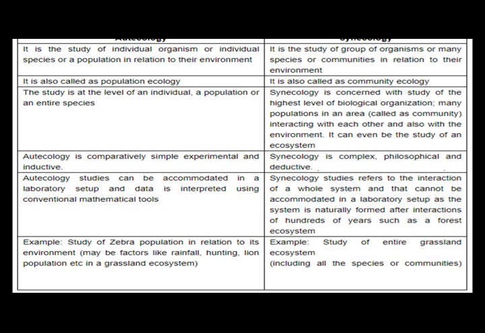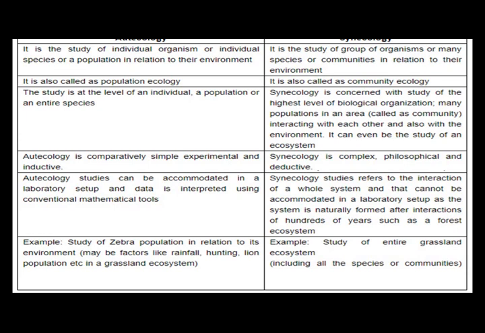Autecology is comparatively simple, experimental, and inductive, while Synecology is complex because it involves many populations and the interaction of them. It is philosophical and deductive. Autecology studies can be accommodated in a laboratory setup, and the data is interpreted using conventional mathematical tools, while Synecology study cannot be set up in a laboratory. It has to be studied in its natural condition. Hence, Synecology studies refer to the interrelationship of a whole system, which cannot be accommodated in a laboratory setup. The system is natural and formed after interactions of hundreds of years, such as a forest ecosystem.